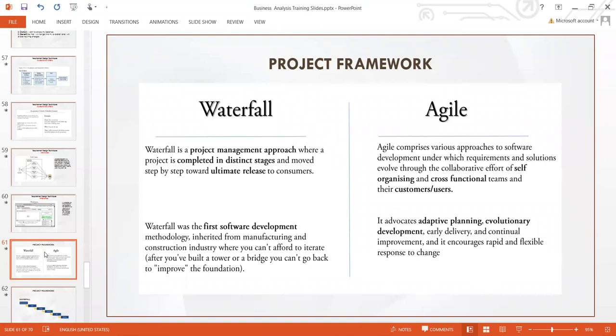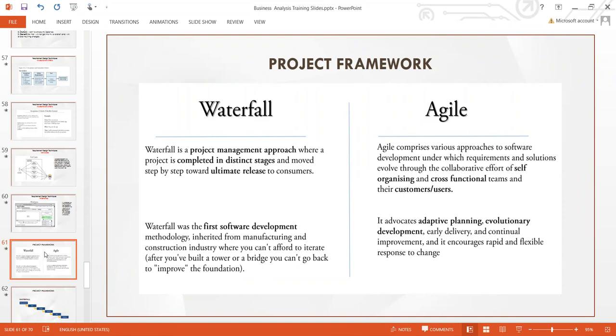Waterfall is a project management approach where a project is completed in distinct stages and moved step by step towards ultimate release to the consumer. So in waterfall, you don't release your products in stages like you do in Agile. If you mean to implement a website, you need to implement everything that's supposed to be there before you release it to the customers to use.